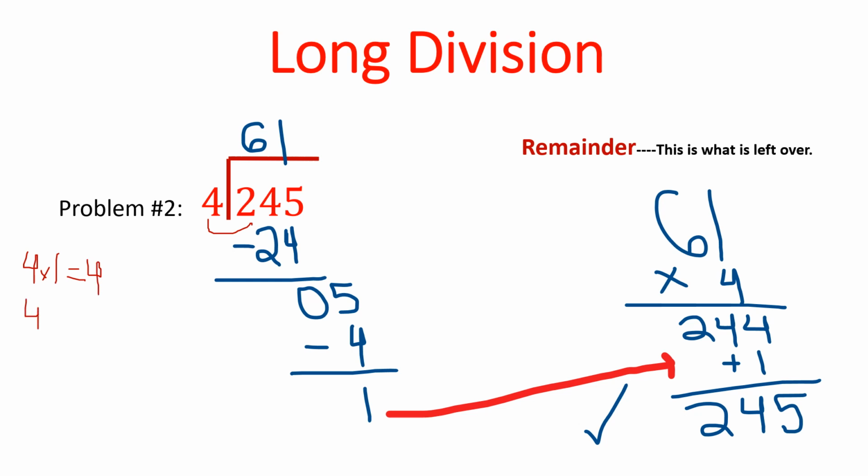4 times 2 equals 8. 4 times 3 is 12. 4 times 4 is 16. And 4 times 5 is 20.